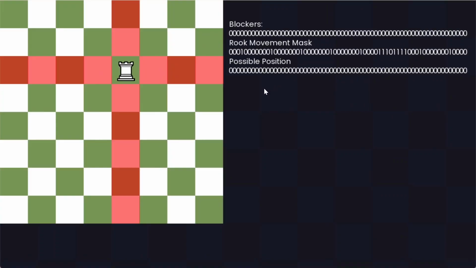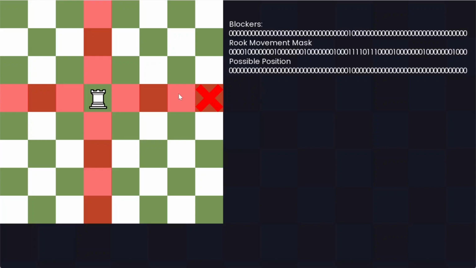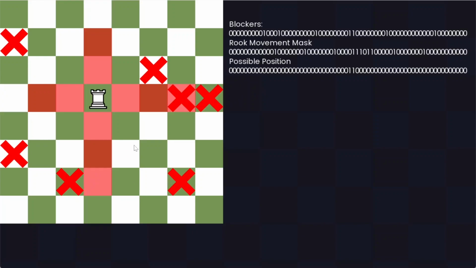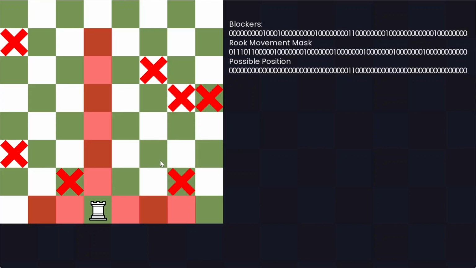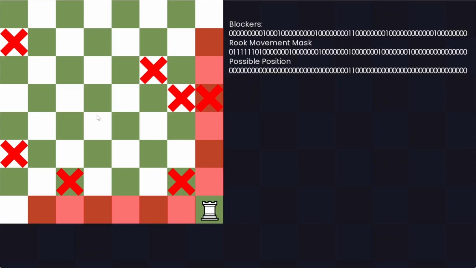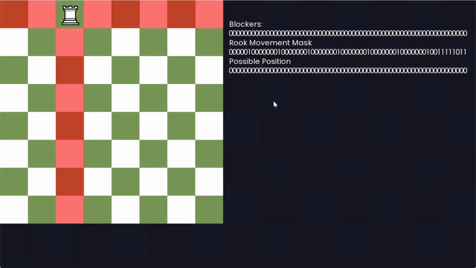But wait, if you look again, you might realize that we actually don't need to consider the last square on each end, because with or without these squares, our rook would always be able to move to the end, further shortening the total number of possibilities to 4096. You also might be asking, how do I know it's 4096?